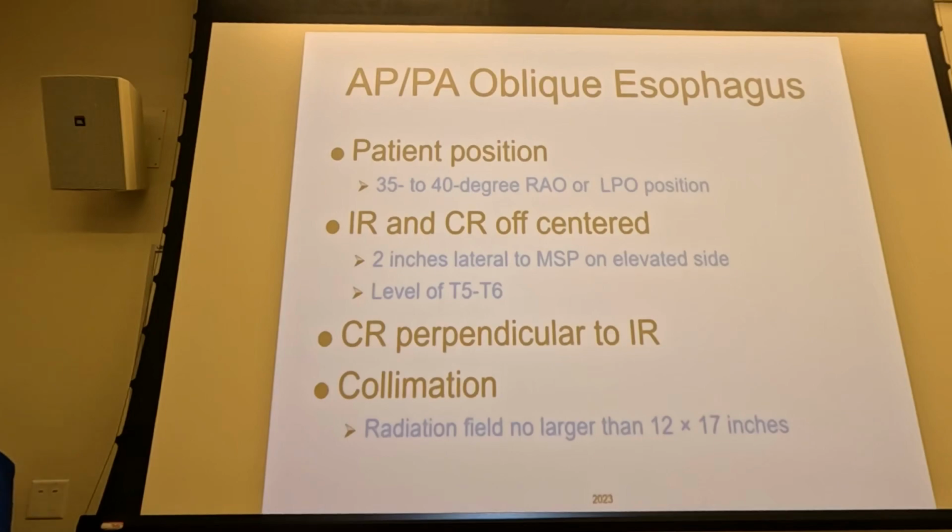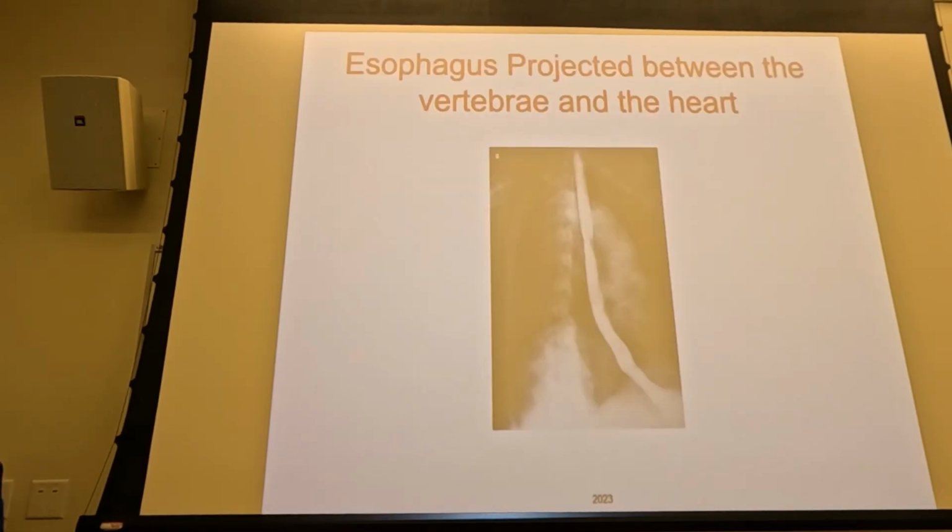All right, so that's what your RAO drinking esophagus should look like. Again, don't over collimate. I'm a collimation nerd. I love collimation. The tighter the better. But this is one of those exceptions where you really should not try to get as close as possible. 12 inches, adequate.